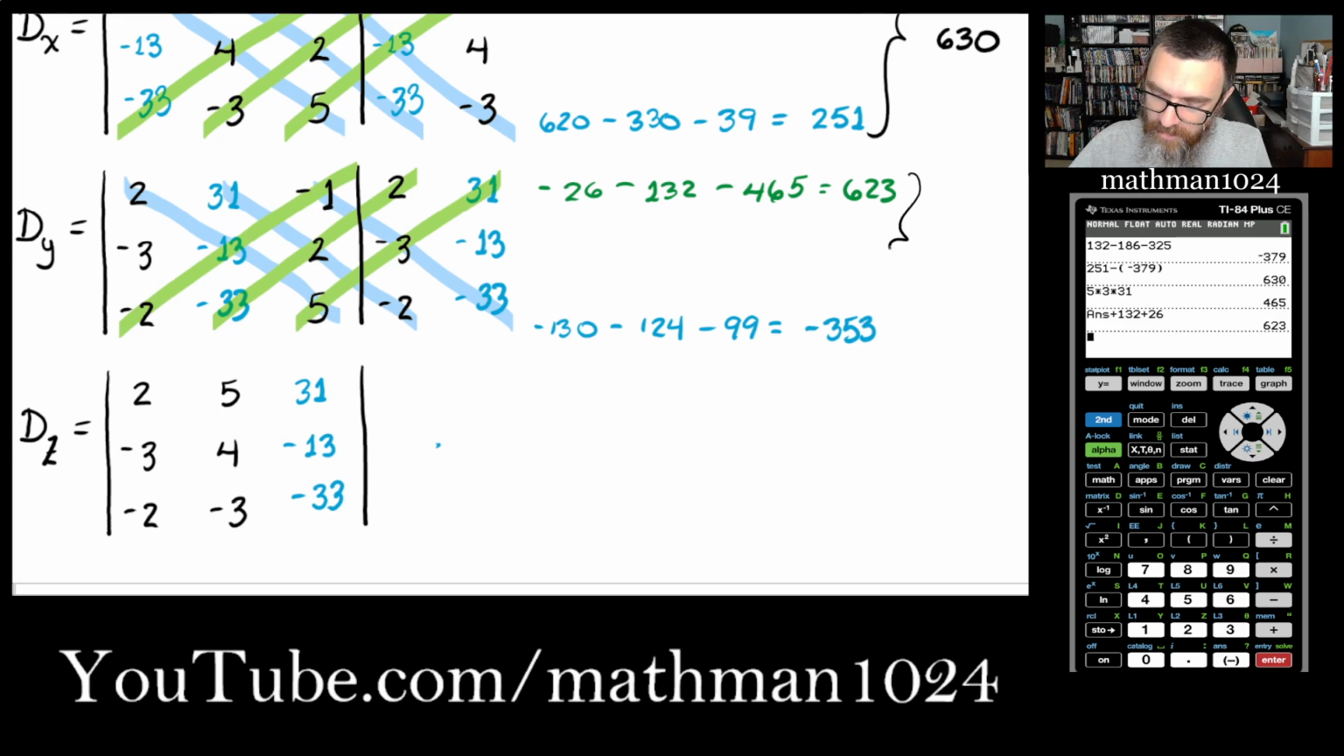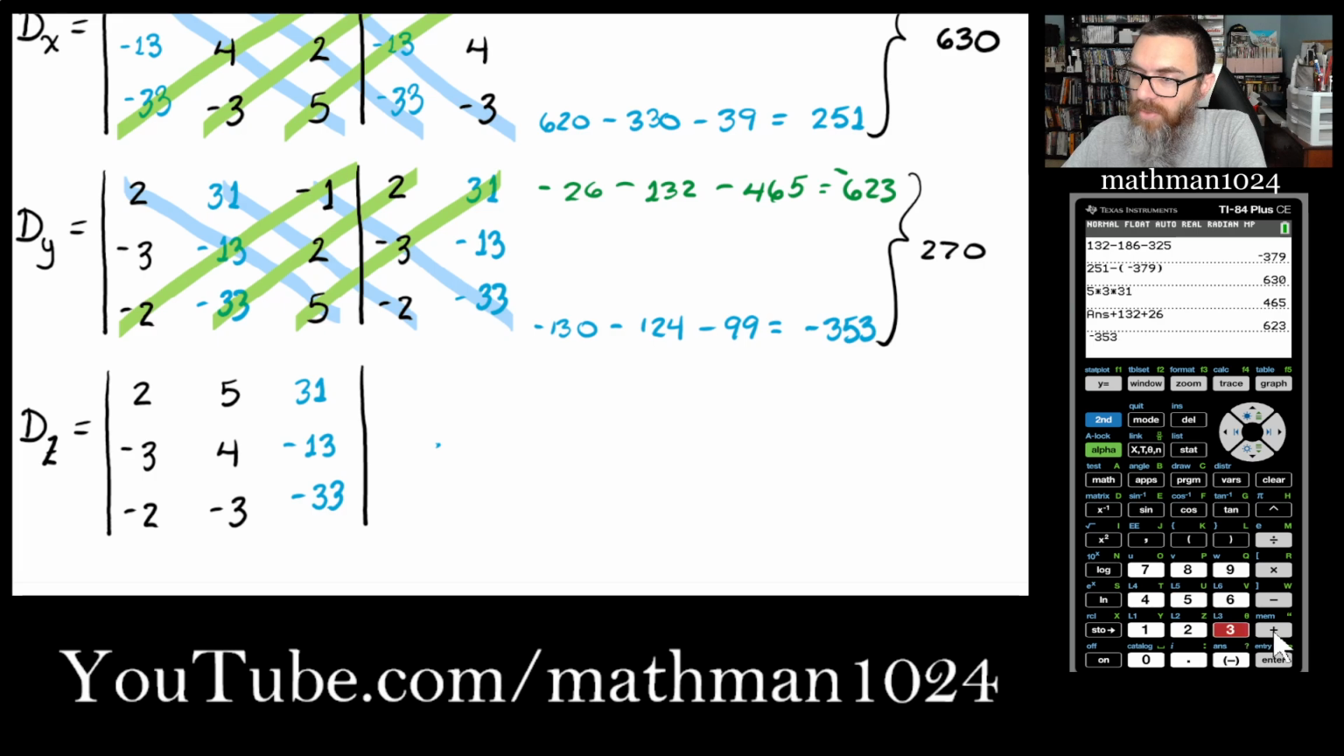And when I do the difference here, negative 623. So if I do the difference here, we end up with a positive 270. Let's just double check that. Negative 353 becomes a plus 623, 270. Okay, cool.